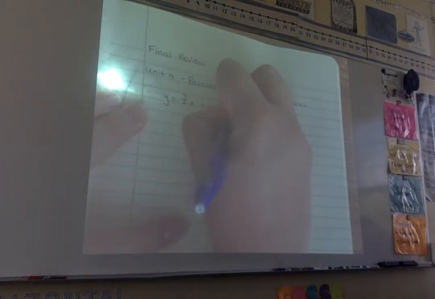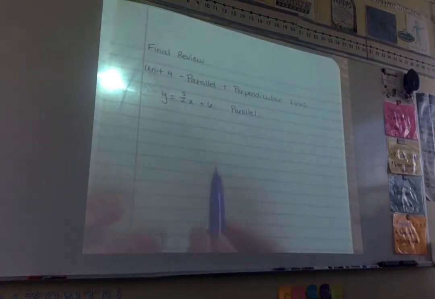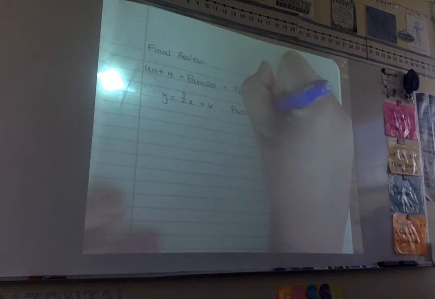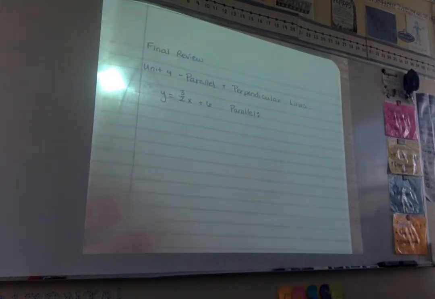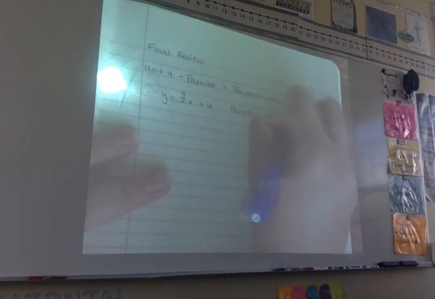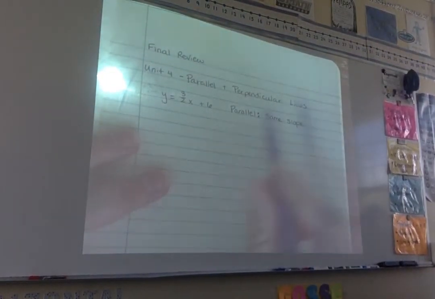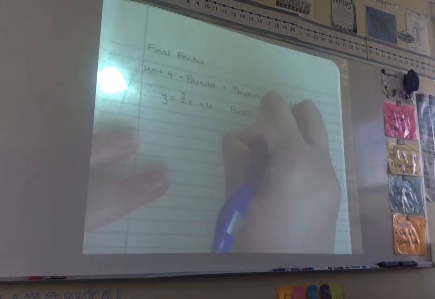So over here I'm going to write parallel. What makes a line parallel to the one given? What do we have to look at? Liam? Same slope. For parallel, the lines have to have the same slope. So a line parallel to this one would have the slope being equal to 3 over 2.